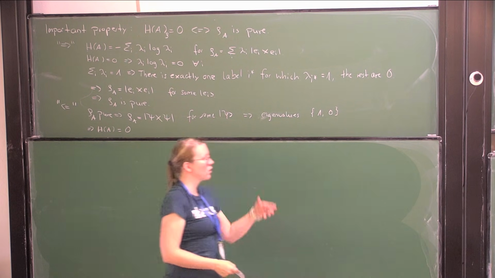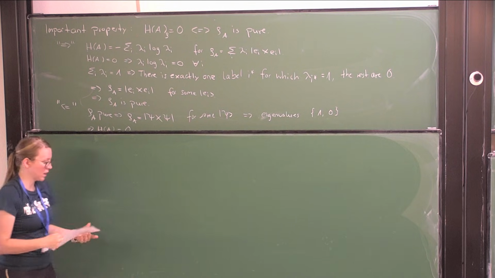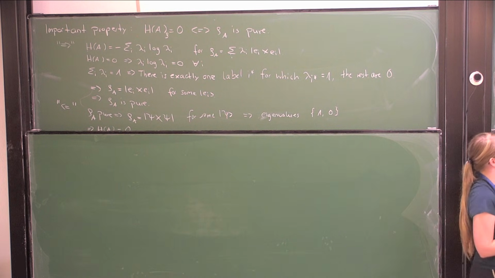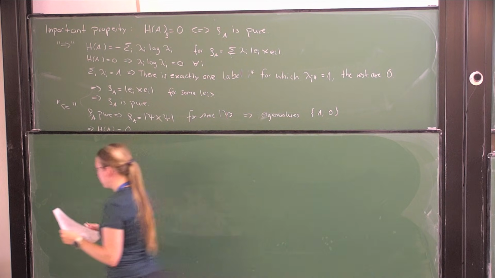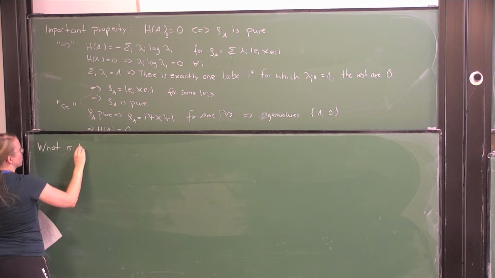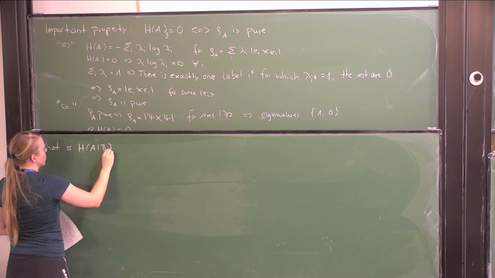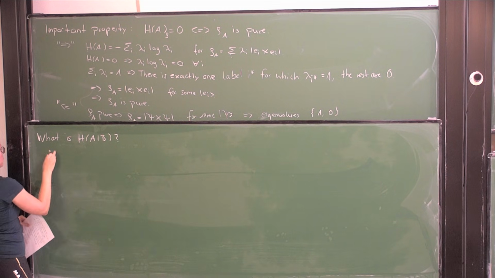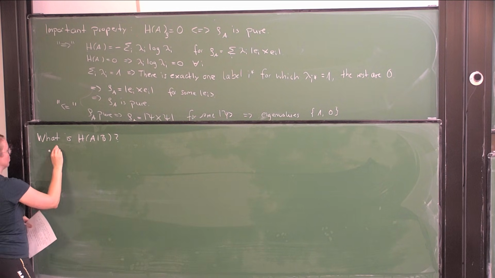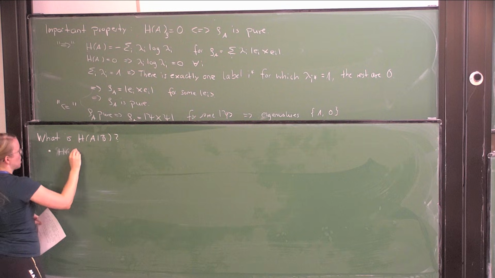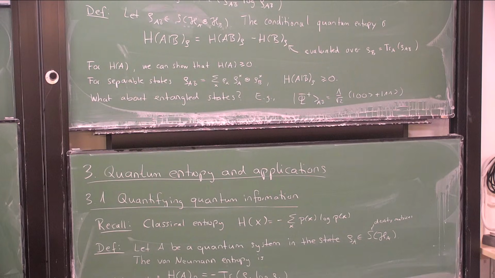So let's calculate the conditional entropy for the entangled state. That means we have to calculate two entropies, the joint one and the marginal one of B. Joint entropy. What's the value of the joint entropy for this quantum state?